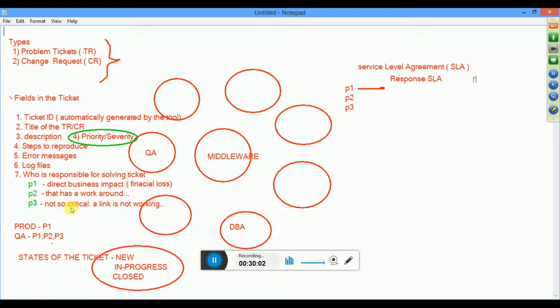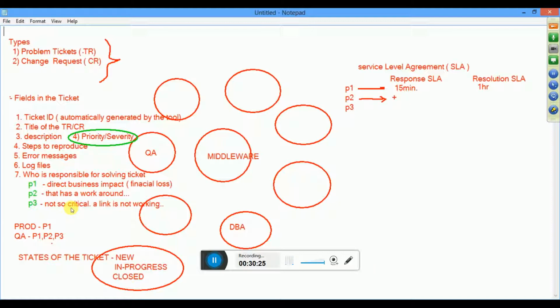Then there is a resolution SLA. The resolution SLA basically says when you are expected to solve it. For example, if there is a P1 ticket, the response SLA is 15 minutes. The resolution is, let's say, 1 hour, which means within 1 hour you are expected to solve the problem. If you do not solve it, you escalate it. We'll see what escalation is.